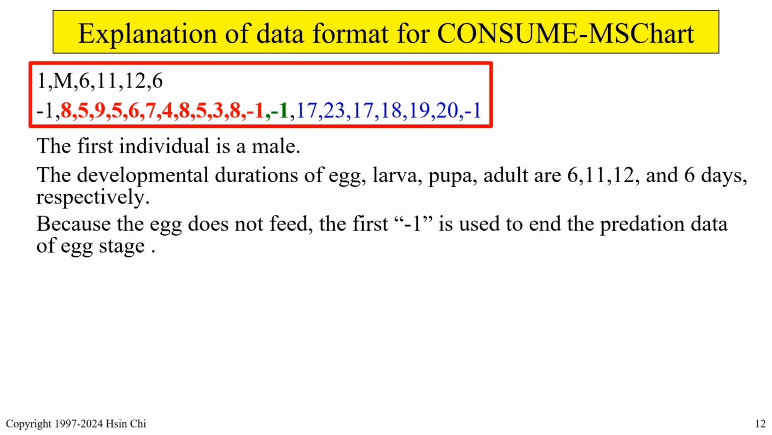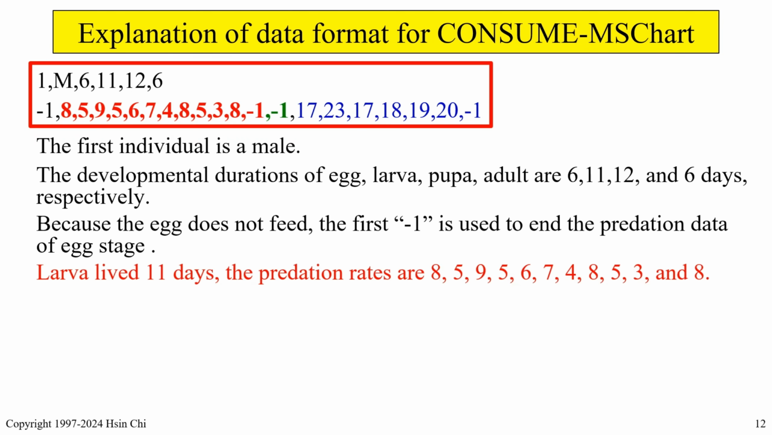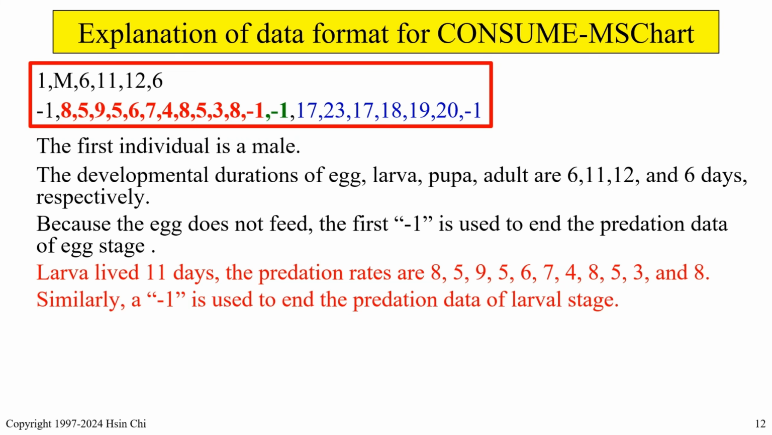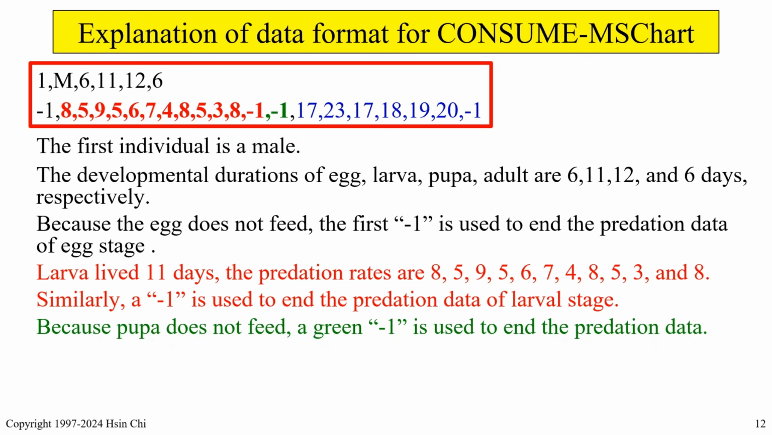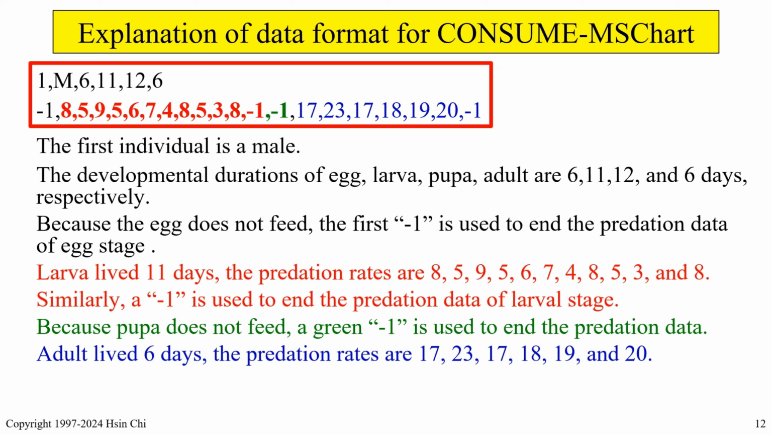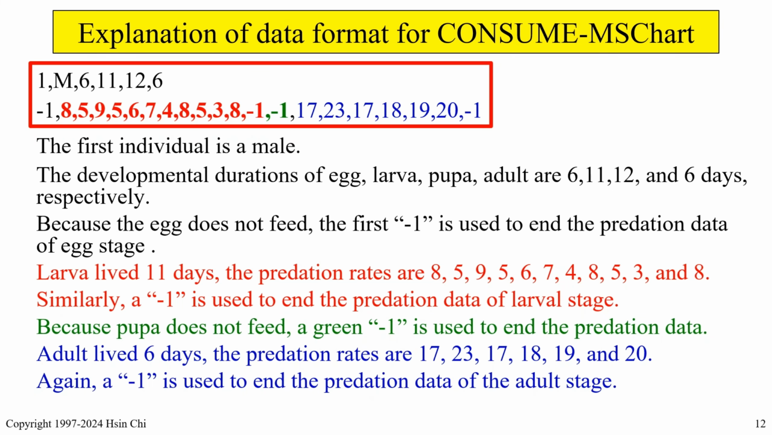The first individual is a male. The developmental durations of egg, larva, pupa, and adult are 6, 11, 12, and 6 days, respectively. Because the egg does not feed, the first -1 is used to end the predation data of the egg stage. Larva lived 11 days. The predation rates are 8, 5, 9, 5, 6, 7, 4, 8, 5, 3, and 8. Similarly, a -1 is used to end the predation data of the larval stage. Because pupa does not feed, a green -1 is used to end the predation data. Adult lived 6 days. The predation rates are 17, 23, 17, 18, 19, and 20. Again, a -1 is used to end the predation data of the adult stage.